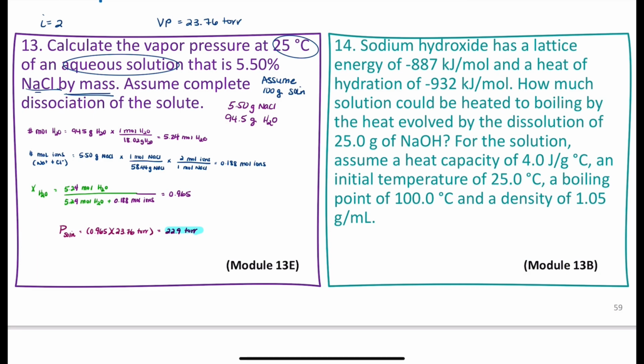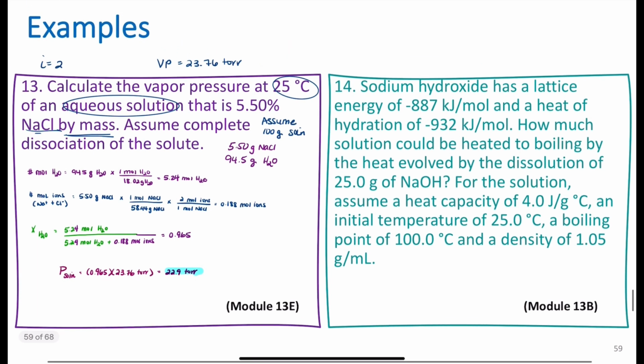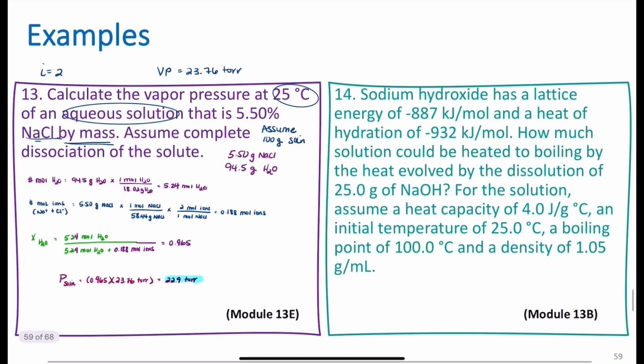For the solution, assume a heat capacity of 4 joules per gram degree C, an initial temperature of 25 degrees C, a boiling point of 100 degrees C, and a density of 1.05 grams per mL. Cool. What do we got? We don't have space. That's what we've got. Please pause the video and write down what you need from number 13, because I'm definitely erasing that for space.